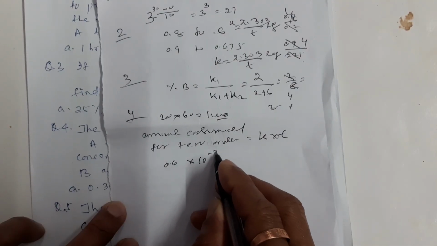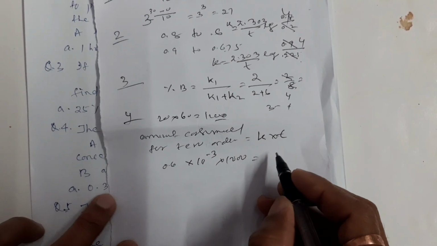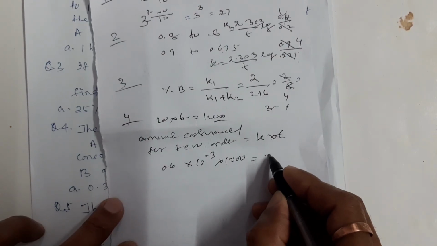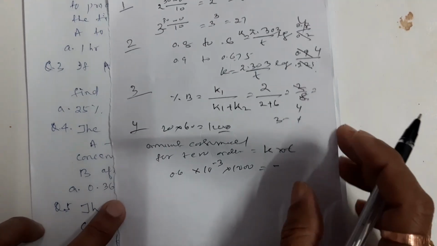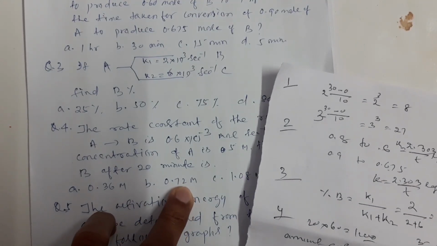Multiplied 10 to the minus 3 into 1200. So you will get, you multiply and you will get this much, 0.72 molar.